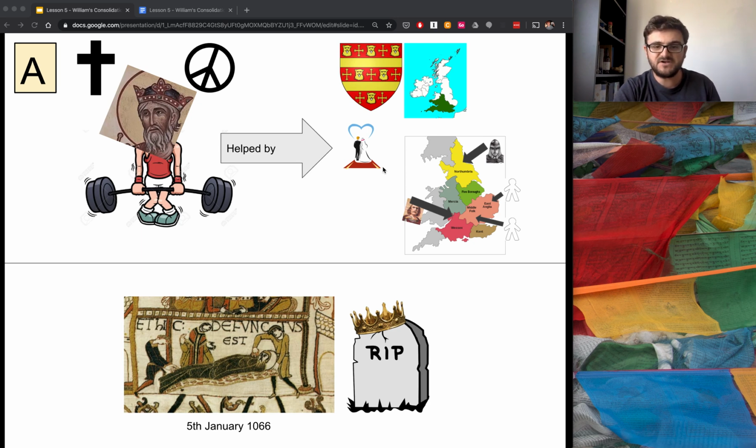Now, on the 5th of January 1066, Edward the Confessor died. And this created a lot of problems because Edward the Confessor died without having any children. This meant it was difficult for the Witan, in theory, to choose the next king because there was no direct heir to the throne. And this created what is referred to as a succession crisis.